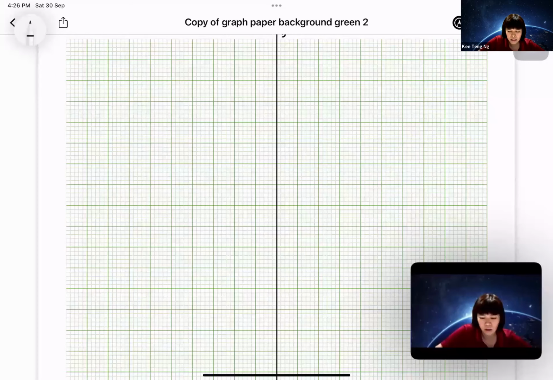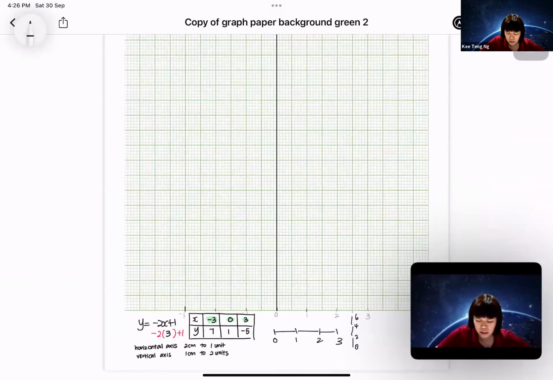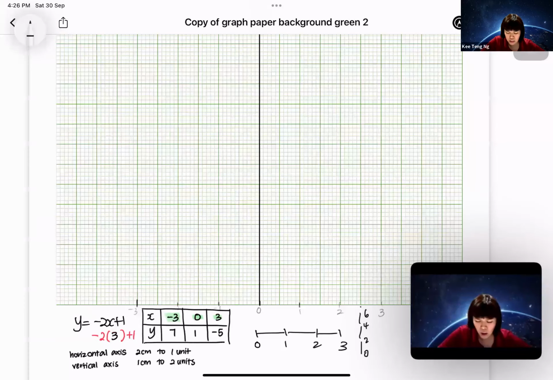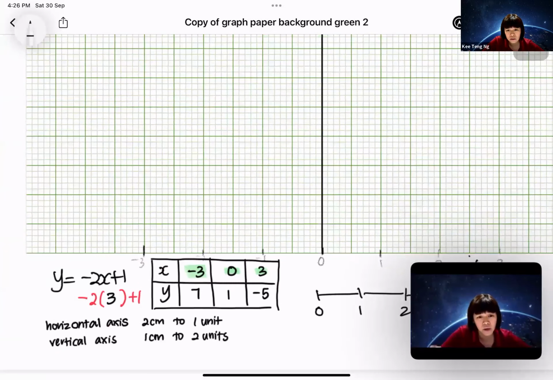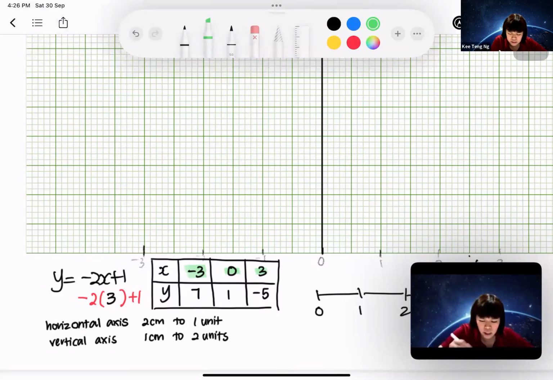Then next they say 1 cm represents 2 units. I need the number 7. But 7 is not an even number, not 2 units, right? Yes, for graph paper we use pencil. But for me, pencil will be too light, so I use the black one to show you all. The y value is the number 7.